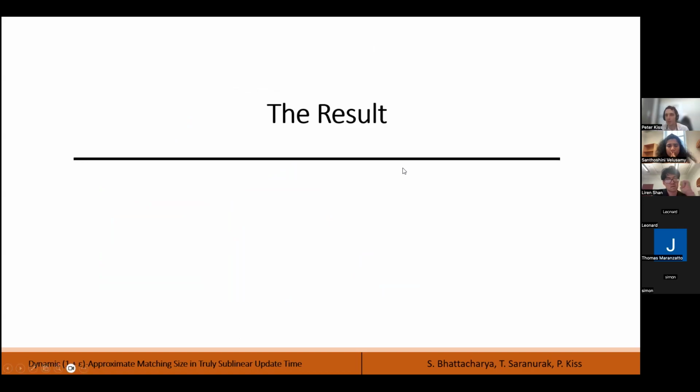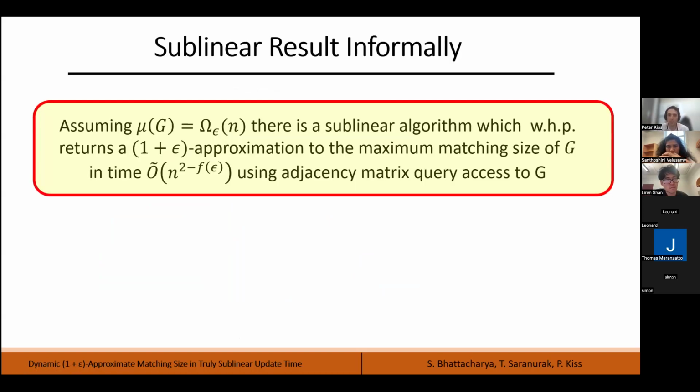Right. So what is our result? The core result is a sublinear algorithm, which gives a 1 plus epsilon approximation to the maximum matching size, assuming that the maximum matching size is large. We give an additive approximation, that's why. And it has update time Õ(n to the 2 minus a function of epsilon). And think of something very, very tiny, something like 2 to the minus epsilon to the 1 over epsilon. It is a very, very tiny improvement, but it's a polynomial one for every value of epsilon.